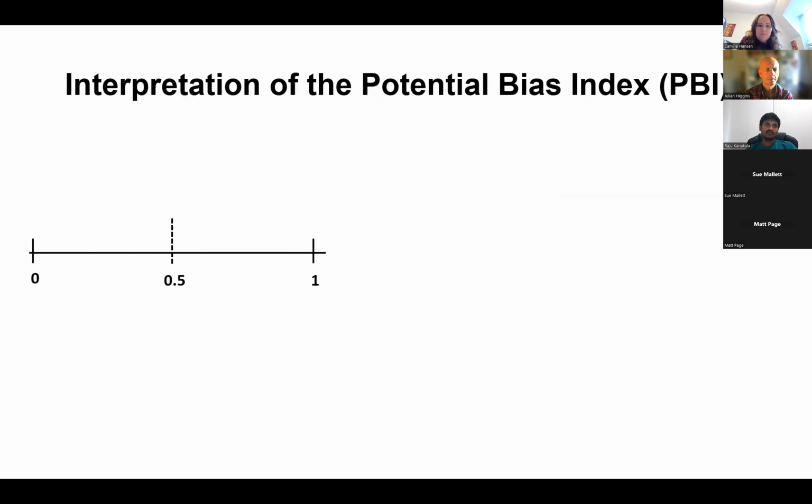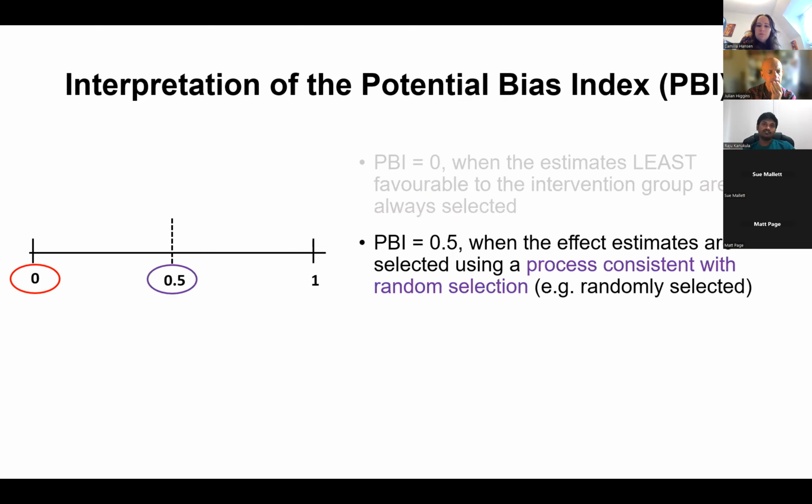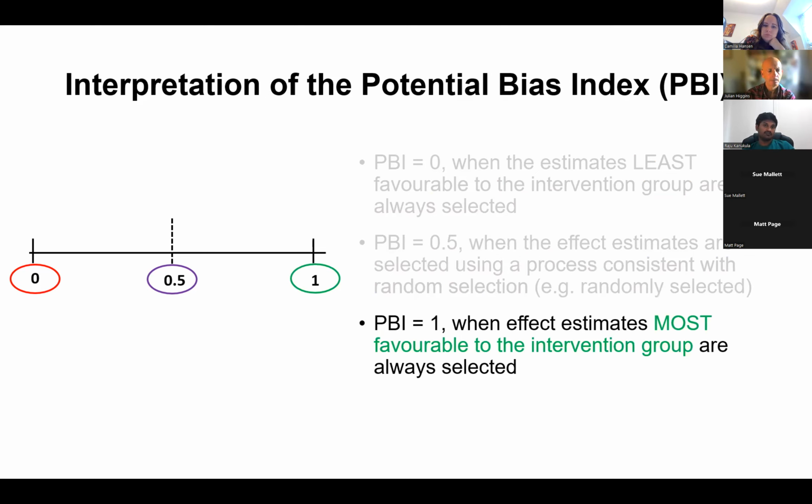So here you can see the interpretation of the potential bias index. The potential bias index values range between 0 and 1. A PBI value of 0 means the effect estimates least favorable to the intervention group are always selected. A PBI value of 0.5 means the effect estimates are selected using a process consistent with random selection, that is, they are randomly selected into the meta-analysis. And a PBI of 1 means the effect estimates most favorable to the intervention group are always selected.